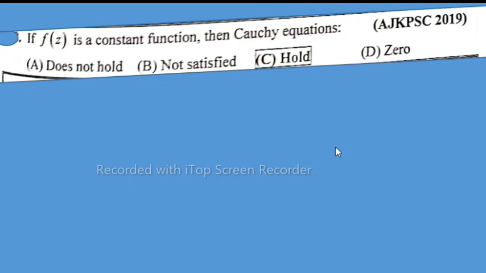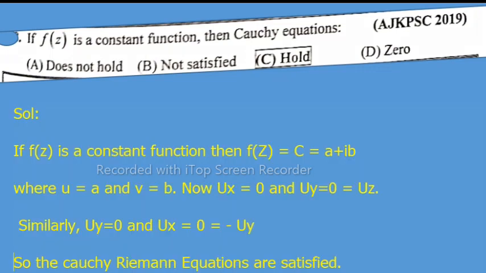In this lecture, I will solve AJK PSC 2019 MCQs, that is, if f of z is a constant function, then Cauchy equations. Solution: if f of z is a constant function, then f of z is equal to c, which is equal to a plus iota b. C means complex, where u is equal to a and v is equal to b.